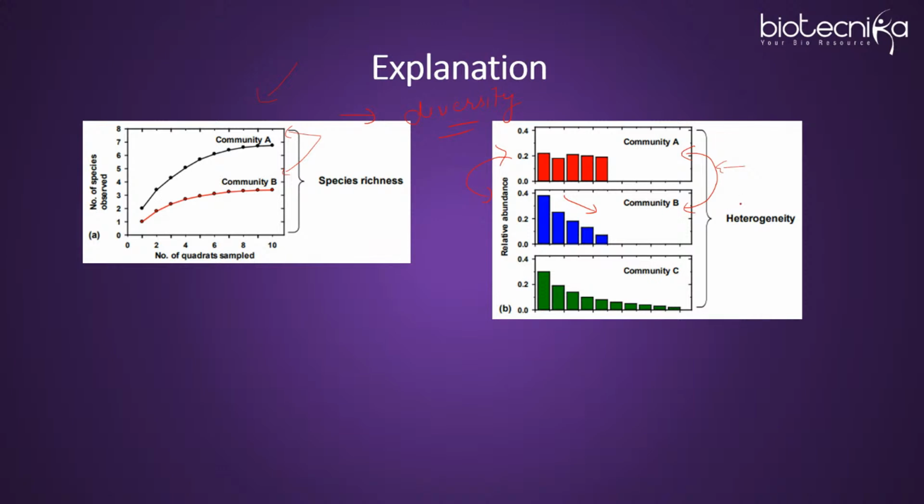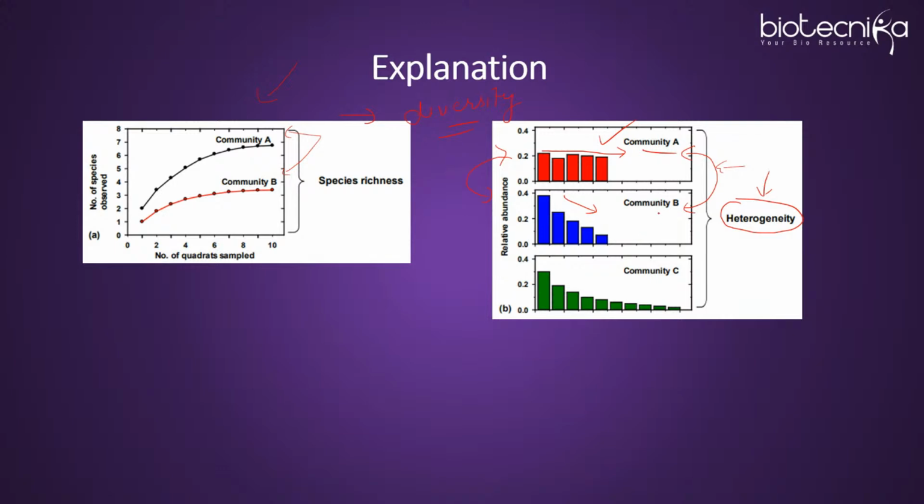So in terms of the heterogeneity parameter, which one is richer? Yes, Aditi Singhal, Durga Kumari, good. Community A. Why? Because here we have more evenness. So on the heterogeneity measure, community A wins.